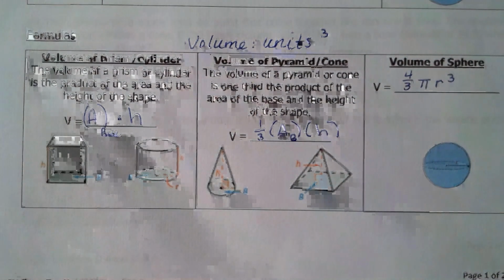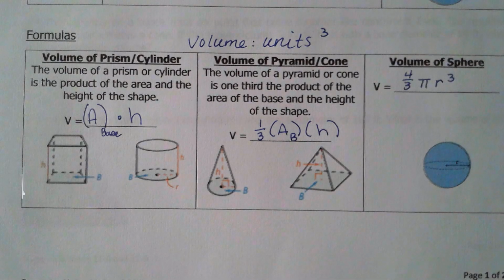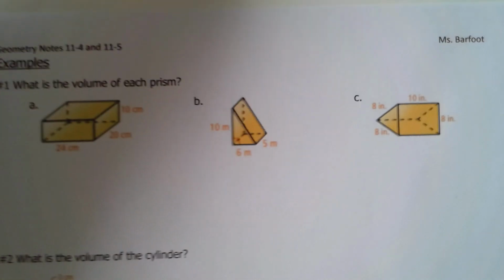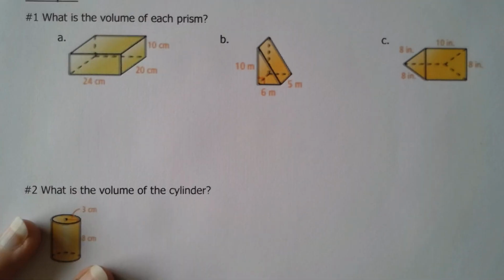Okay, so when we answer our questions today, if we have units to give, let's go ahead and answer those correctly. Let's go ahead and do our examples. We got 5 problems to talk about using these different formulas, and we're going to start off with our prisms. Okay, question 1, what is the volume of each prism?